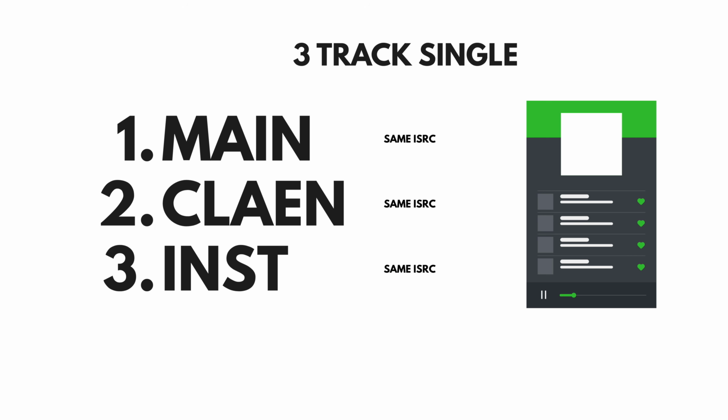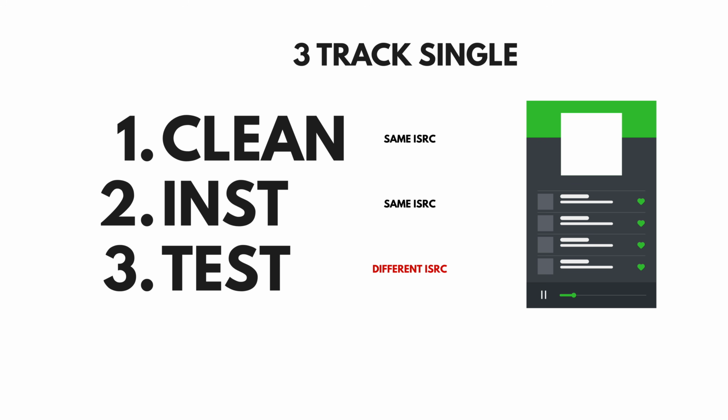So, for example, it can look like this. You have the main, you have the clean, and the instrumental, which can all share the same ISRC, or you can have the clean and the instrumental, and then the test single. You see what I'm saying? Or for some of you all, I'm gonna get into it in a bit, you might want to add a fourth one, okay? If you're making music that is explicit.